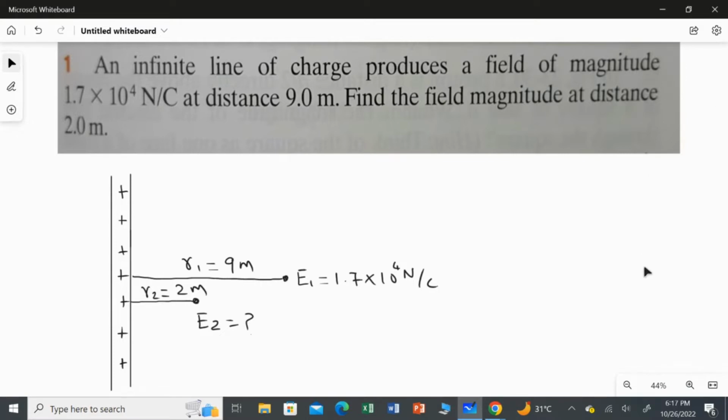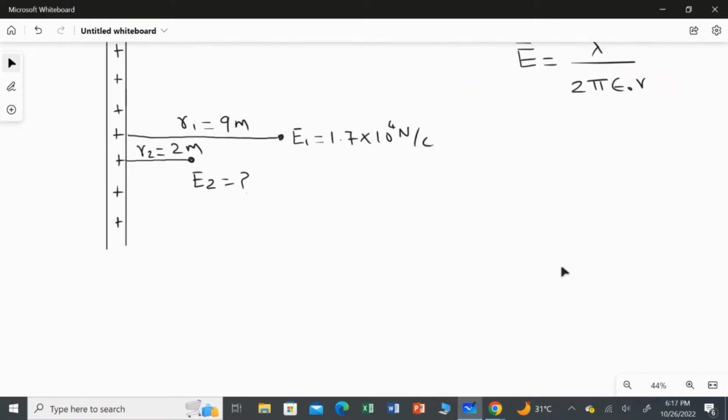So now we have to use the formula. What is the formula for a line of charge? In the theory, we studied that the formula for the line of charge is E, the electric field strength, equal to lambda, which is the linear charge density, over 2 pi epsilon naught r. So this is the formula. I am going to use this formula for both cases. First, for E1 and R1, I'm going to apply this formula.